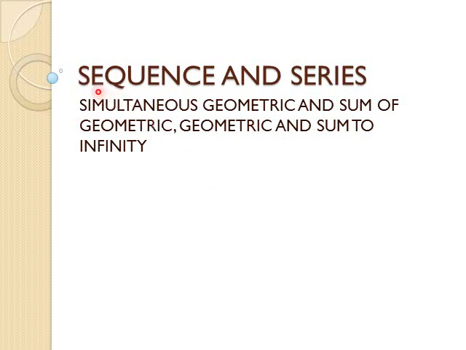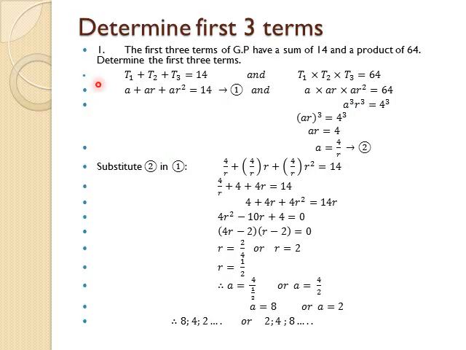Alright, in this lesson we're looking at simultaneous equations again, but this time geometric sequences and sum to infinity. So problem number 1: the first three terms of a geometric progression have a sum of 14, so if we add the first three terms together it gives us 14, and a product of 64.